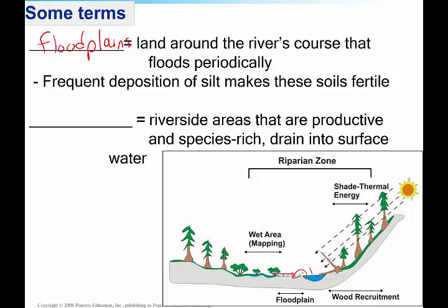Another area is called the riparian area. And riparian areas are riverside areas that are productive and species rich. They also drain into the surface water. So you can see above here, the riparian area is this area around the river.